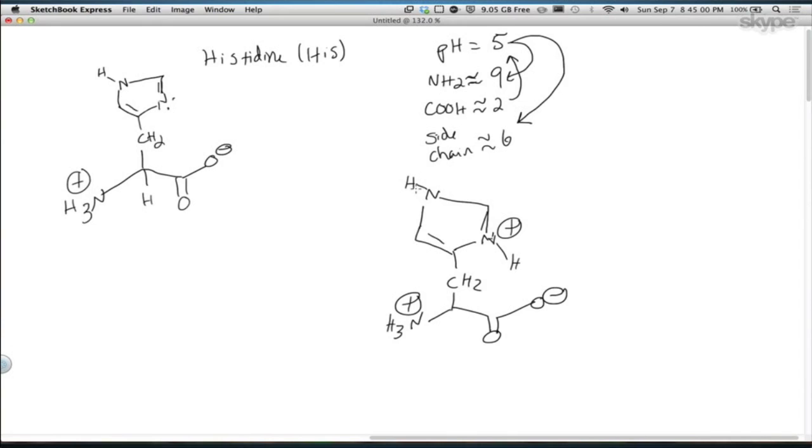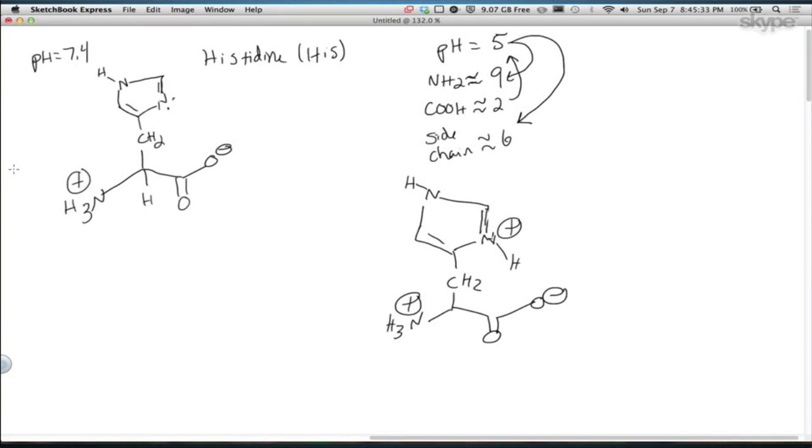Since this will be for our notes, let's draw that double bond on the nitrogen a little bit neater so that you'll know what that is when you come back to it. Label the left-hand picture as pH of 7.4, please. And the right-hand picture is pH of 5. Good.